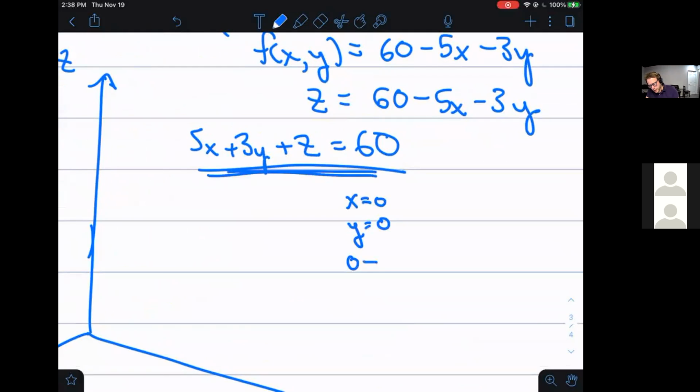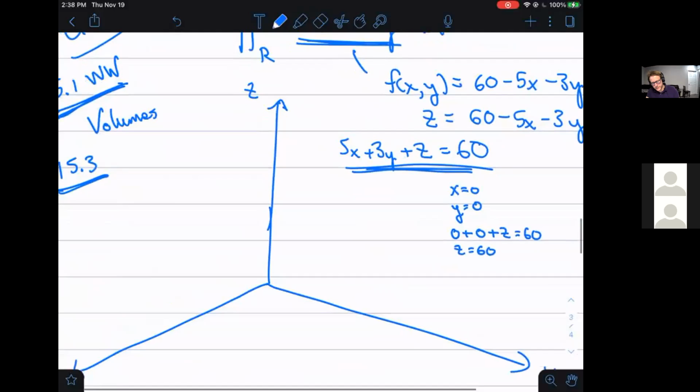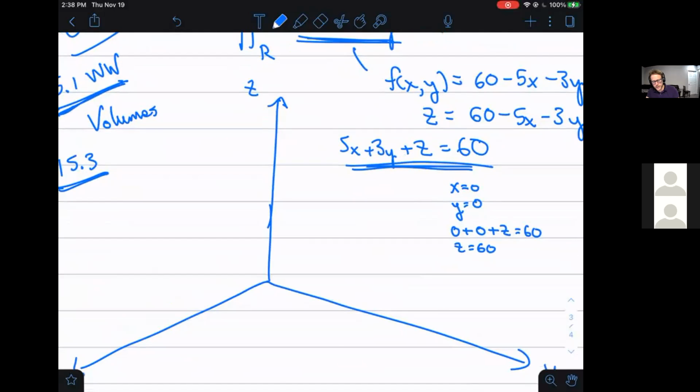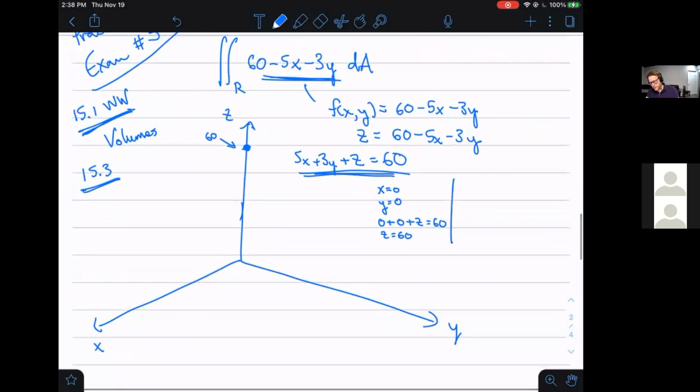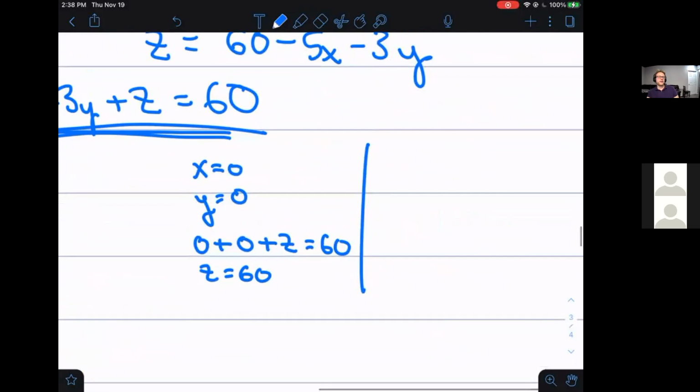I get 0 plus z is equal to 60. And so of course we get that z would have to be equal to 60. So if I go 0 in the x direction, 0 in the y direction, and 60 in the z direction, right? Basically we have a point way up here at height 60. That's 1 point down. Of course, any of the other intercepts are also good.